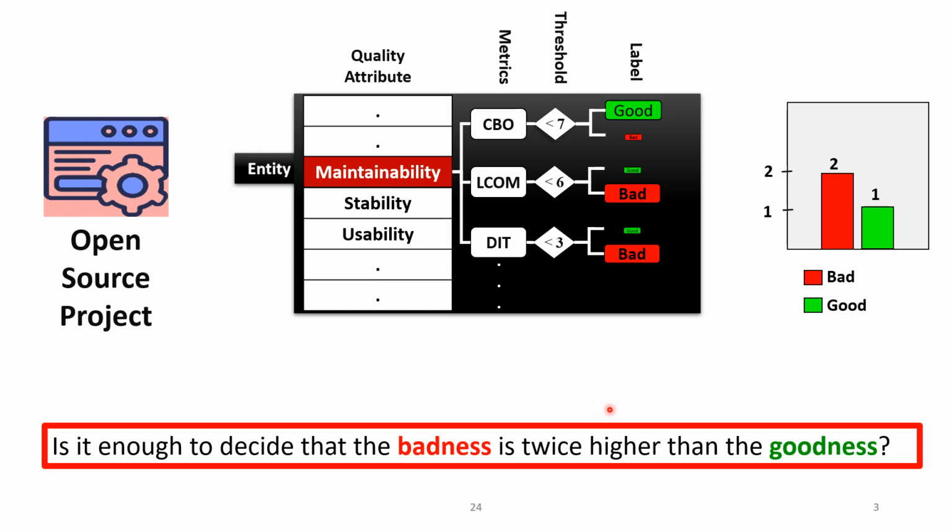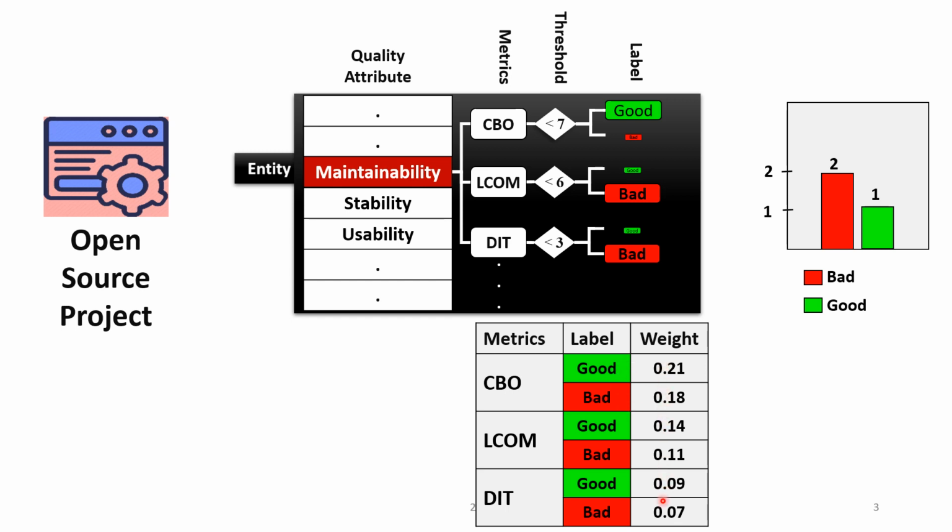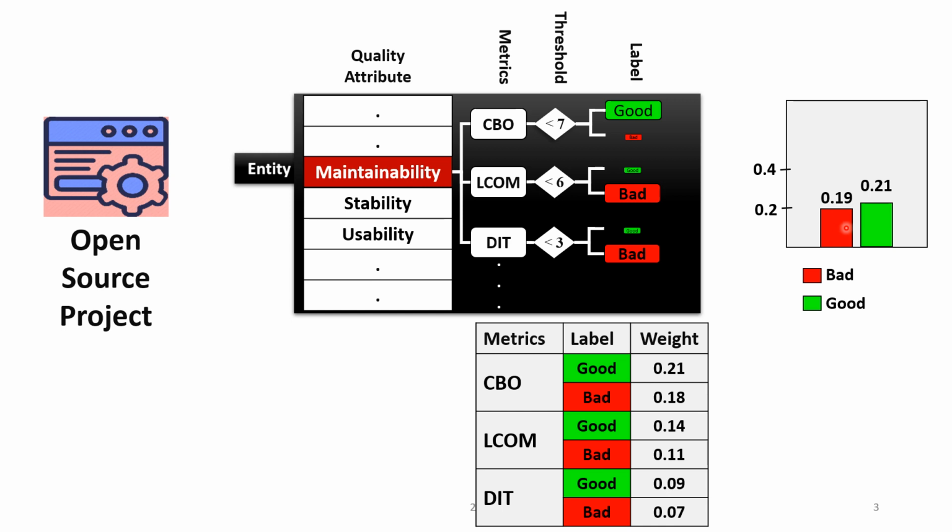In this case, it is better to have a weight for each label in each metric to show the impact for measuring the overall quality. We may need a table like this. Using the weights, we can see a more realistic judgment. We can notice that the total sum of the weights for all bad quality labels is 0.19 and the weight for the good quality label is 0.21. This is an overview. Now let us go deeper to discuss some details.